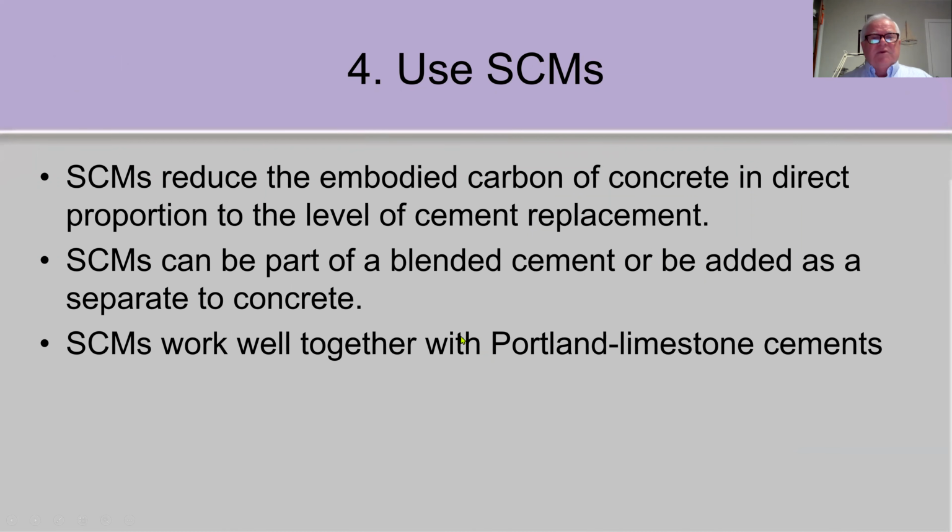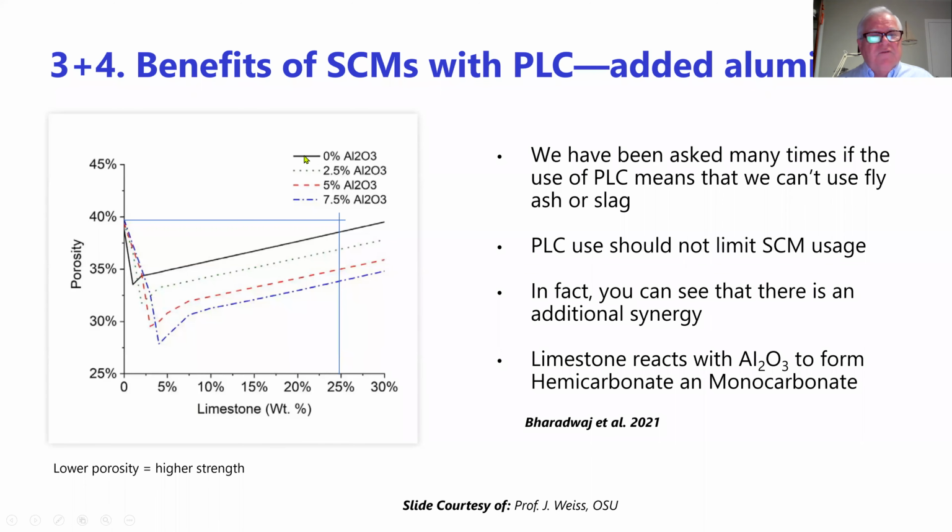Now, we're also going to use supplementary cementitious materials to replace the Portland cement component of concrete. And that can be, like I said, a blended cement or can be added as a separate ingredient to concrete. They work well with Portland limestone cements. And if we add them together, this shows a similar graph to the one I just showed, this is work by Jason Weiss and his students at Oregon State University, showing that when we add percent limestone on the x-axis and just measure porosity now, the porosity goes down even further if we add alumina to the system through fly ash, slag, kaolin, metakaolin to the concrete.